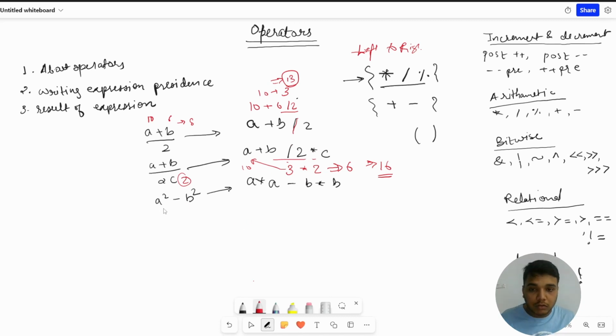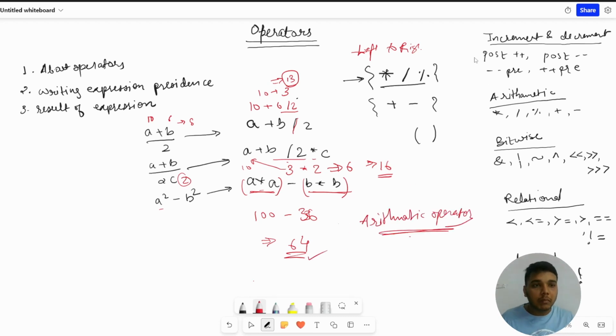In the next, which is a square minus b square, a multiplied by a minus b multiplied by b, we are going from left to right. We will solve this first, then this, or to clarify, we can add brackets. We have to solve this first or this first, then the output will get subtracted. So a square is 10 square, which is 100, minus 6 square, which is 36, which will give us 64 as the output. So these are the operators.